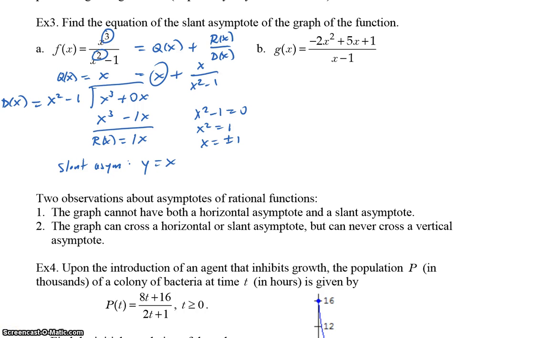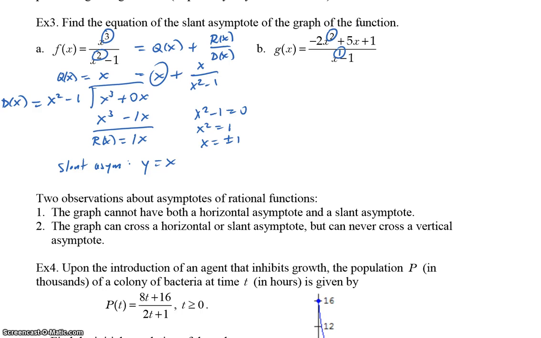For a second example of finding the equation of a slant asymptote, let's look at example 3b. G of x equals negative 2x squared plus 5x plus 1 over x minus 1. If we compare the degree of the numerator, which is 2, to the degree of the denominator, which is 1, we see again the degree of the numerator is exactly 1 more than the degree of the denominator. So that would indicate that a slant asymptote should exist for the graph of this function g of x.